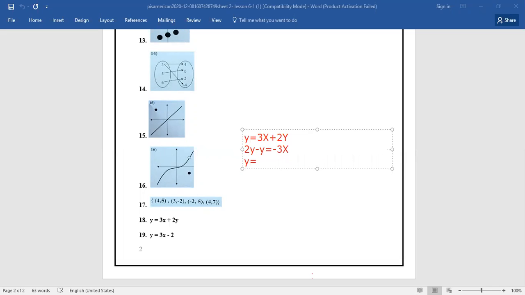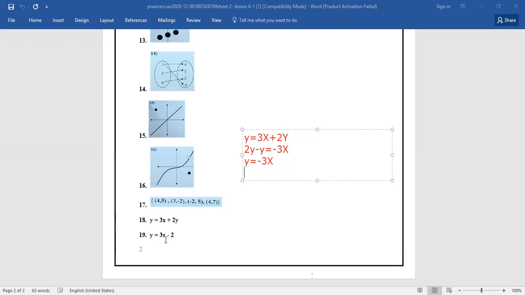equal negative 3x. Already we transferred this y to this side, so it becomes 2y minus y, and we transferred 3x to the opposite side, so it becomes negative 3x. Then 2 minus 1, it will be y equal negative 3x. This one will be a linear function. If you want to represent it graphically, it will pass through the origin point and it will intersect the vertical line test at only one point. So this one will be a function.